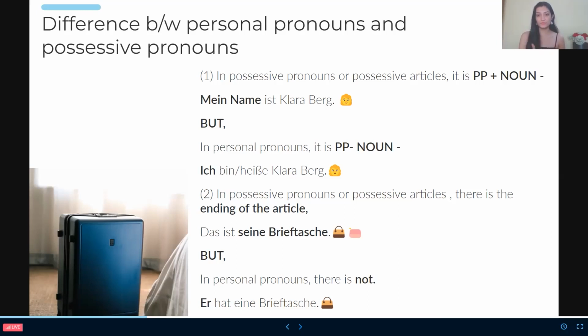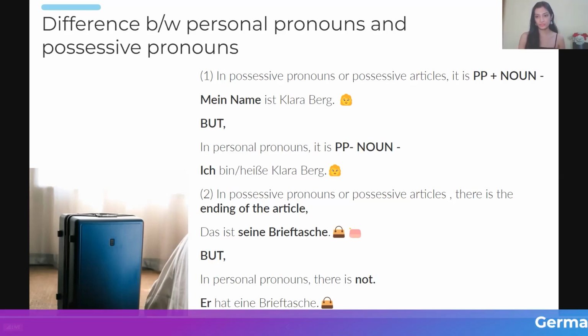But in personal pronouns, it is PP minus noun. Now moving to the second one. In possessive pronouns or possessive articles, there is the ending of the article.